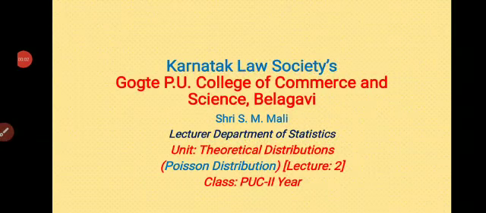Welcome back, students. In the second lecture on Poisson distribution, in the previous class we have studied the definition of Poisson distribution, then examples on Poisson variate and features or properties of Poisson distribution. Today we are going to study some more definitions and examples on Poisson distribution.